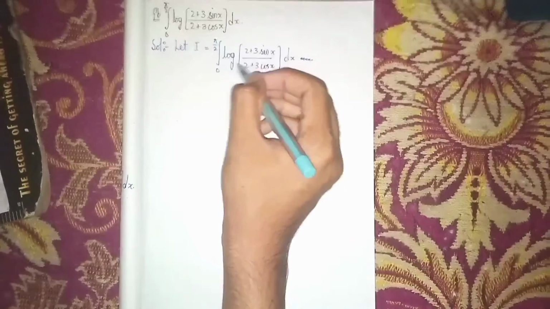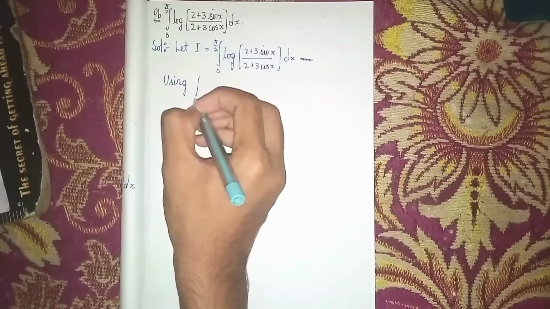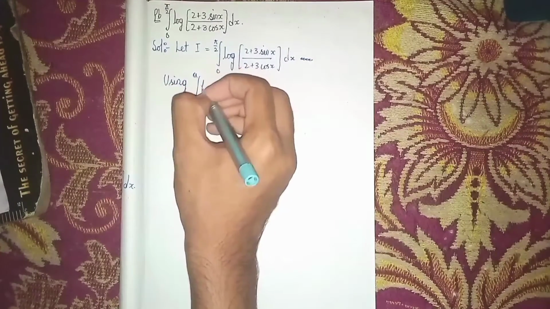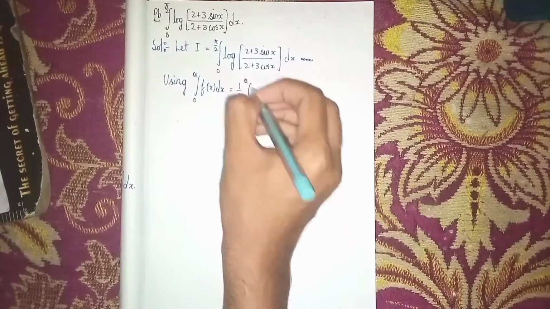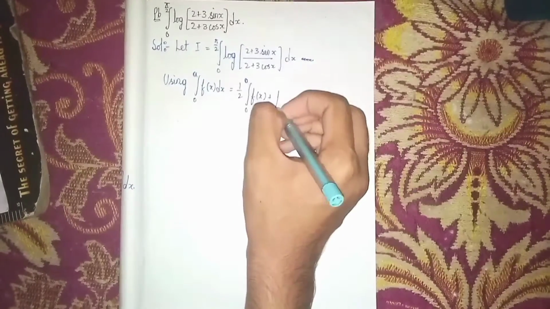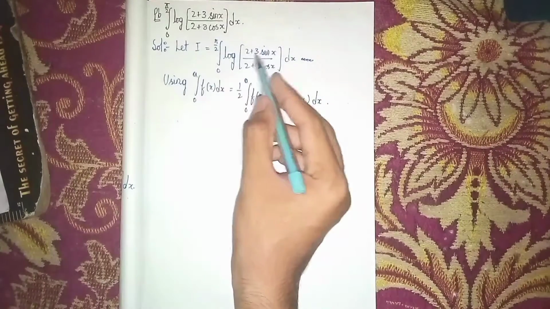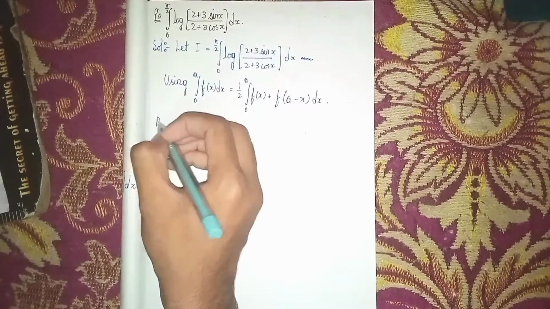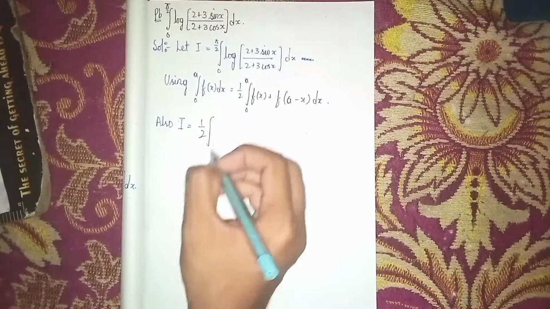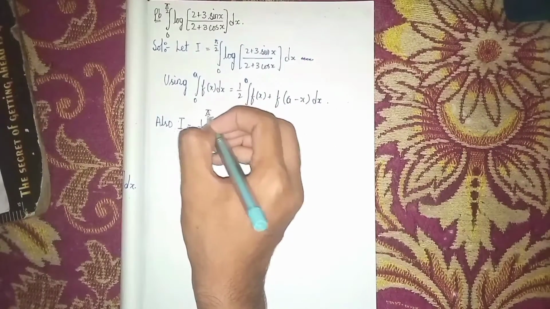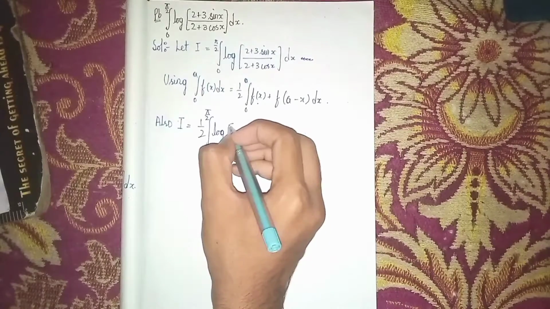Next, now we are using one property. Which property are we using? Using the integral from 0 to a of f(x) dx is equal to 1 by 2 times the integral from 0 to a of [f(x) + f(a minus x)] dx. This property we are using for this. Now what becomes? I is equal to 1 by 2, integrate 0 to pi by 2, with these limits, then log of this. So f(x) is what, this is our f(x).